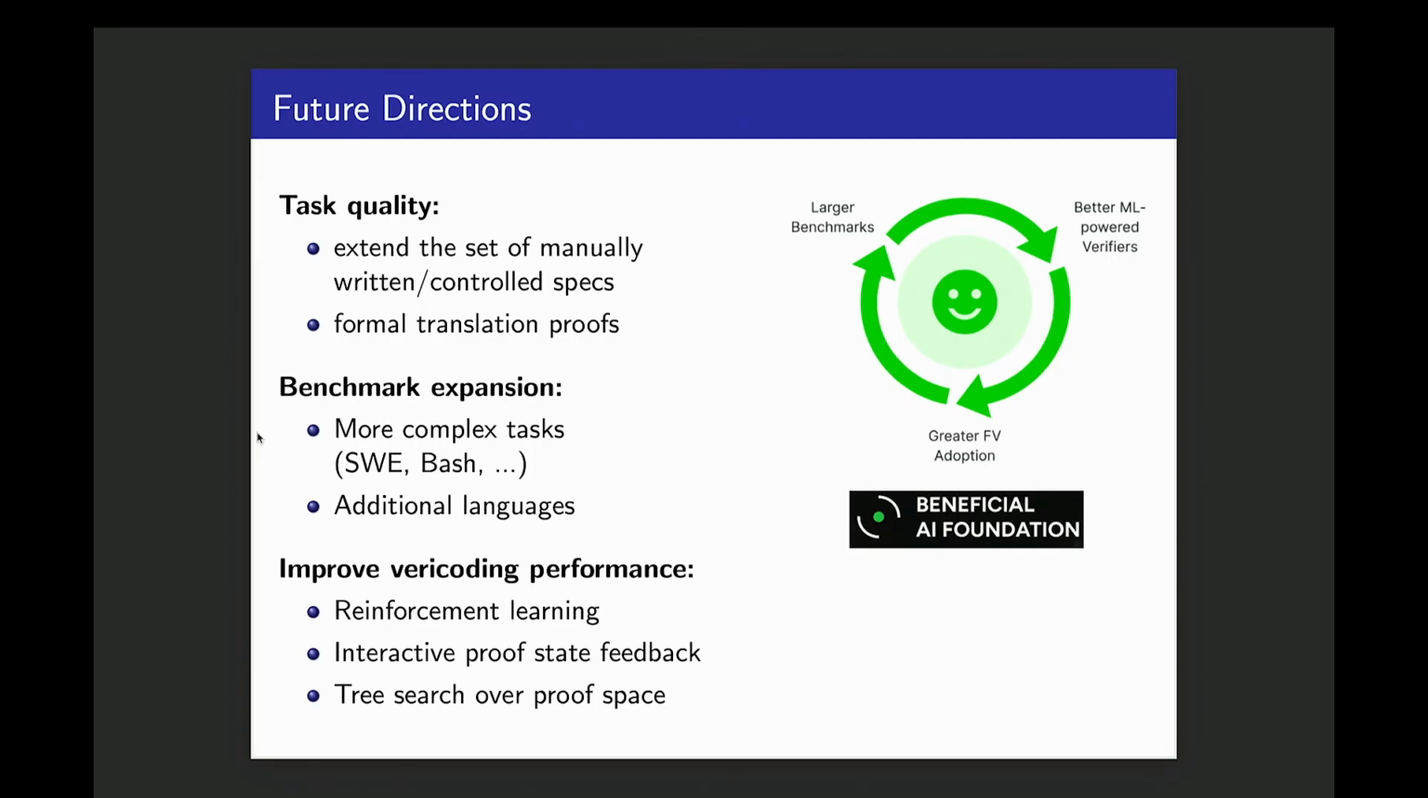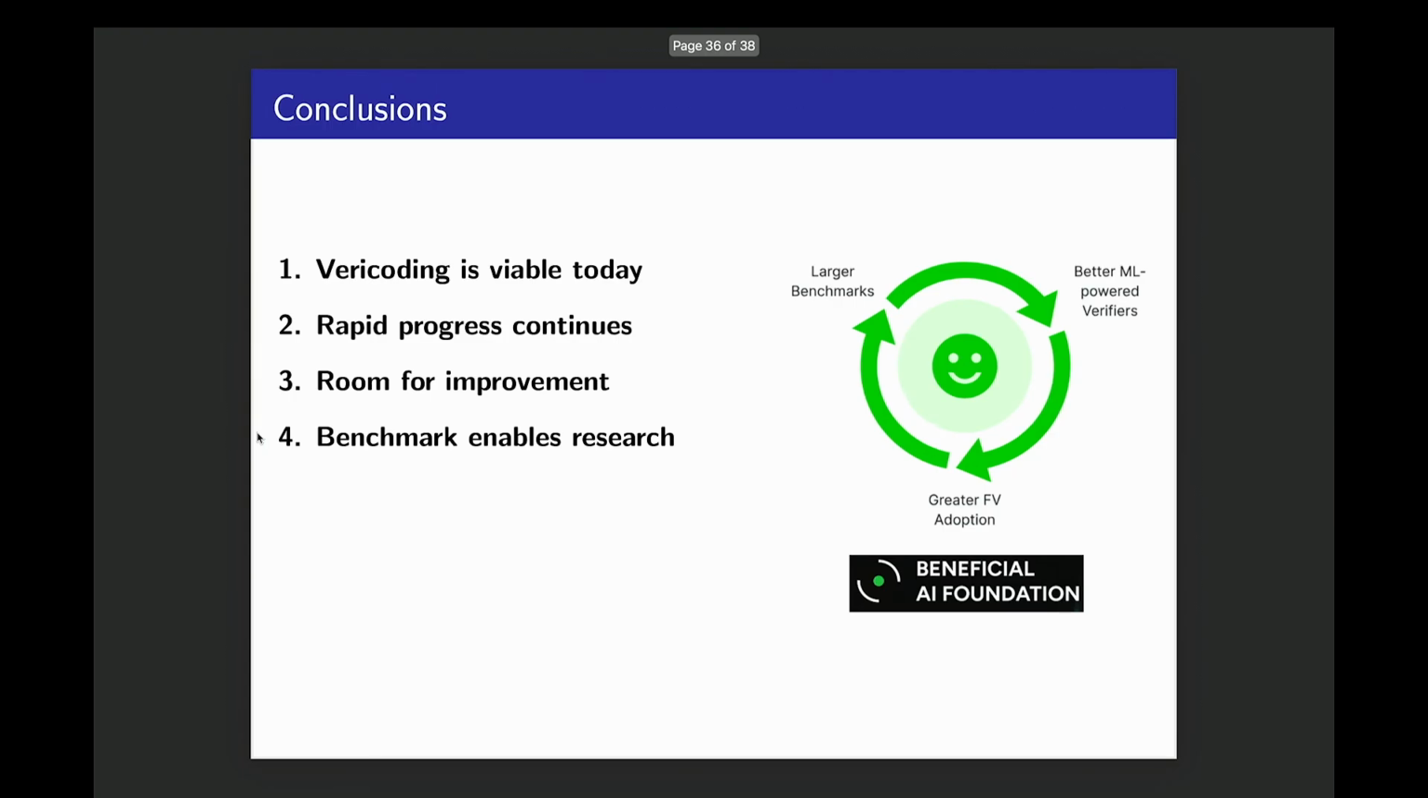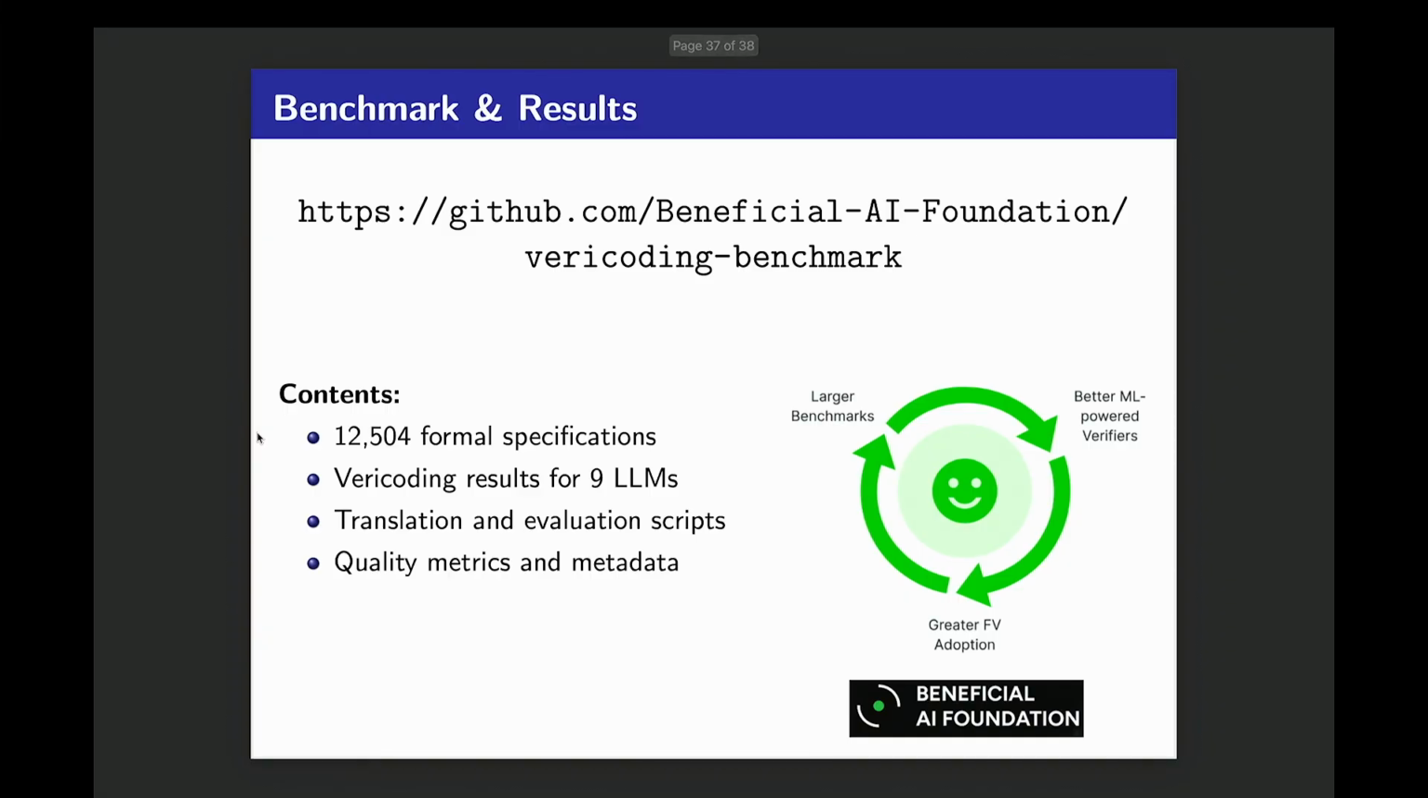So there is future work. As I was saying, we need to work on task quality, on more benchmarks and more difficult problems, because we still have relatively simple problems, and then improve the performance once we have the benchmark. Now we have some people working on reinforcement learning and maybe getting better results from Lean. That's our conclusion: it's something that can be done, and we can work on it. Thanks.